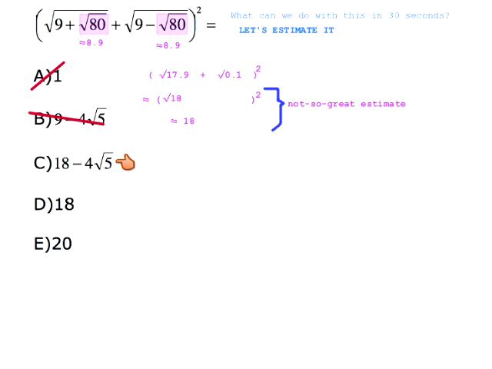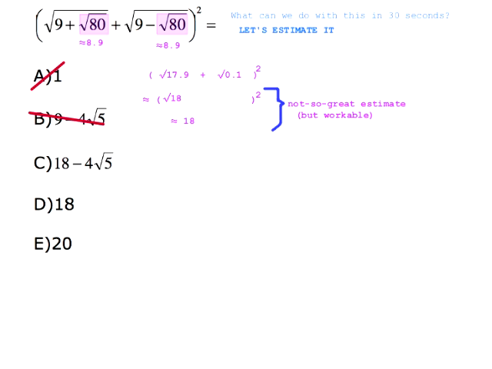What's the best way to estimate how big 4 rad 5 is? You can probably tell this is a lot less than 18, so you might not even have to. But 4 rad 5. Yeah, rad 4 instead of rad 5 is going to have a lot of error.